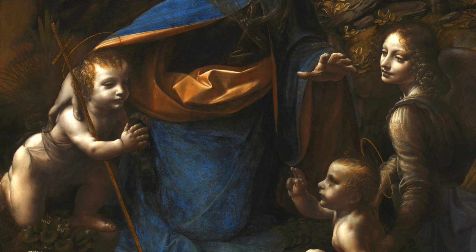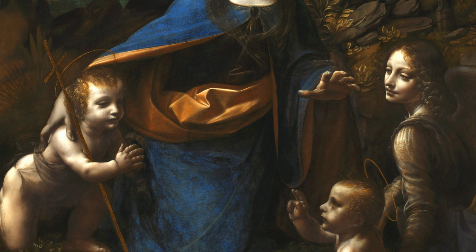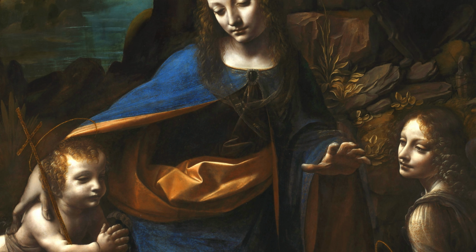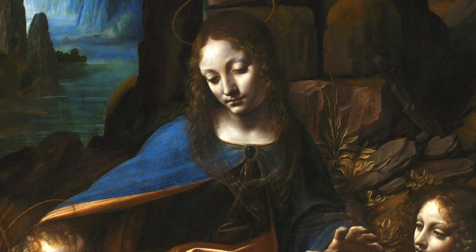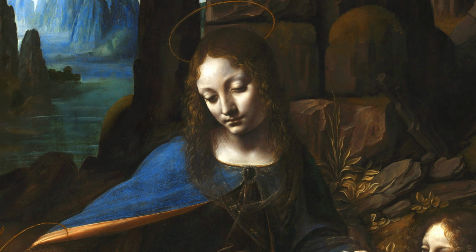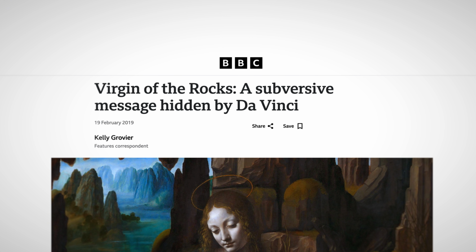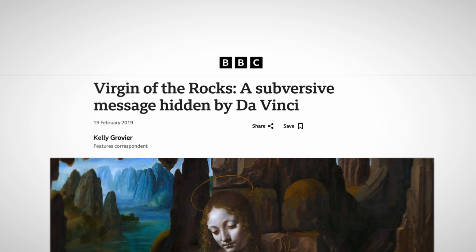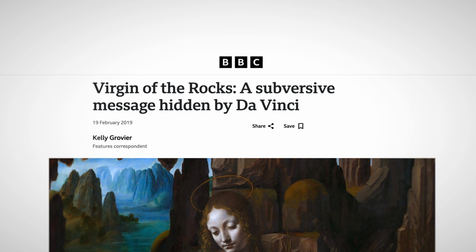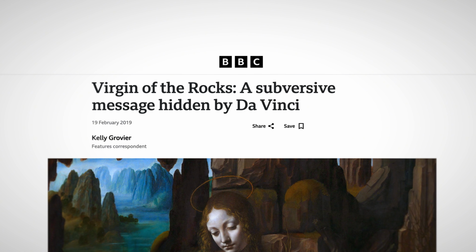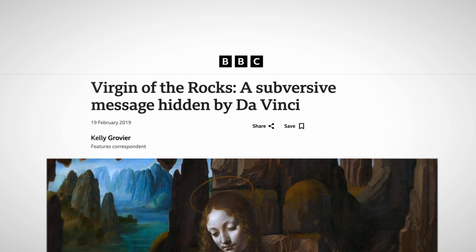The painting you are looking at was created more than 5 centuries ago by Leonardo da Vinci, but just a few years ago, a detail was discovered that had remained hidden all this time. Art historian Kelly Grovier published an article on the BBC revealing a small detail that would expose one of the most subversive messages Leonardo ever hid in his entire body of work.